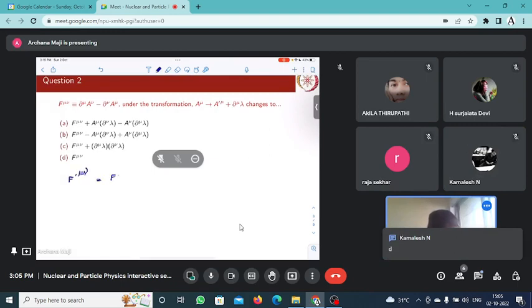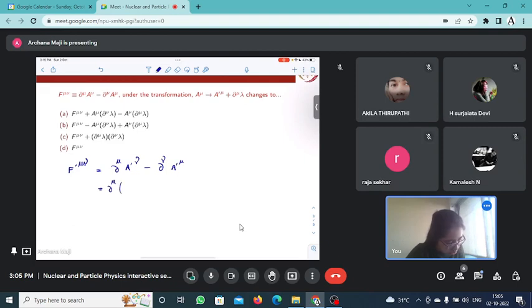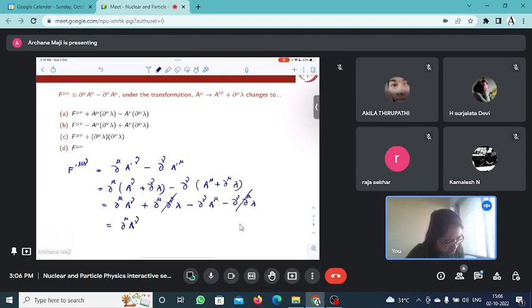F prime mu nu will be del mu A prime nu minus del nu A prime mu, where A prime nu is A nu plus del nu lambda, minus del nu A mu plus del mu lambda, and those two extra terms get cancelled out because derivatives commute. So it gives us F mu nu.